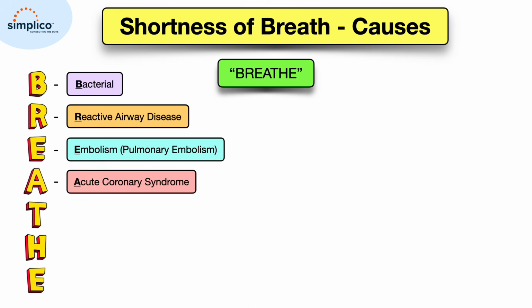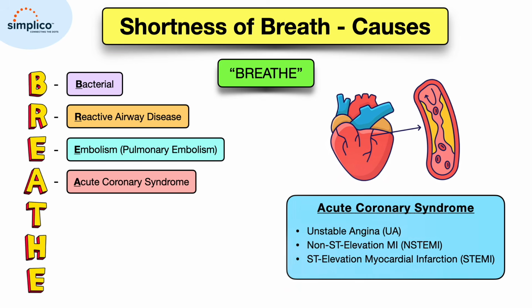Moving on to A, this will help you remember acute coronary syndrome, which are conditions associated with decreased blood flow to the heart, and this includes unstable angina, along with NSTEMI and STEMI, which are heart attacks. So it's important to remember cardiac causes can lead to shortness of breath too.